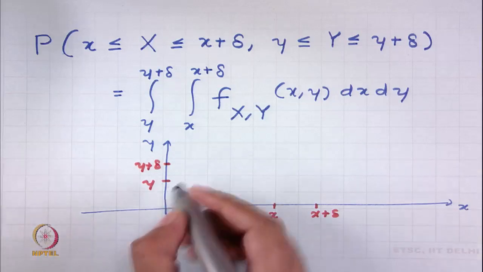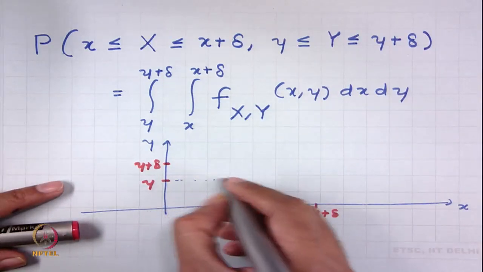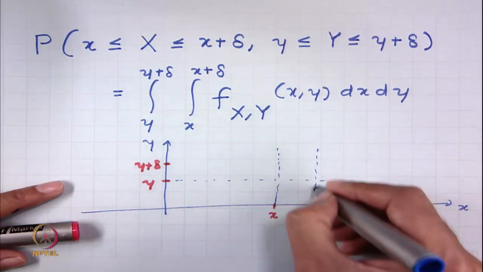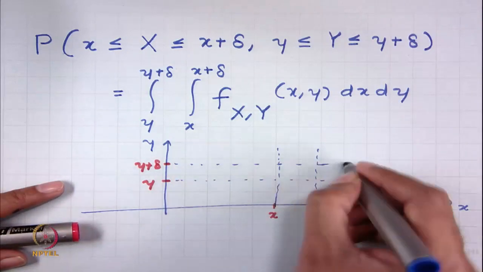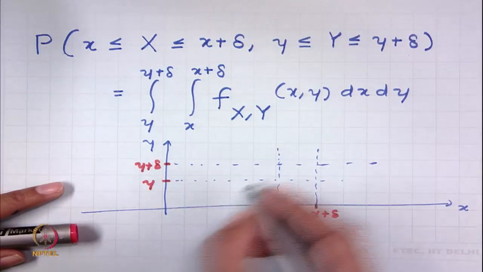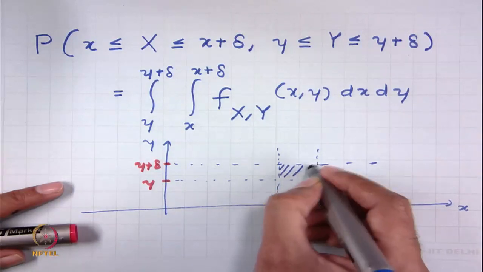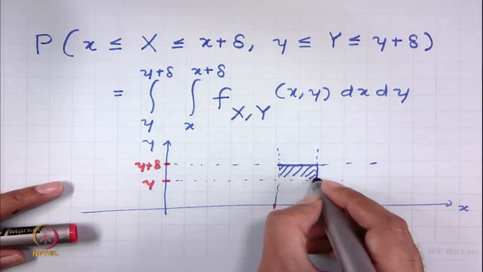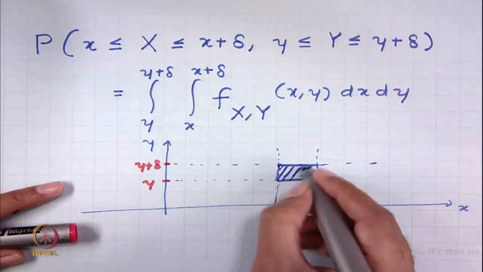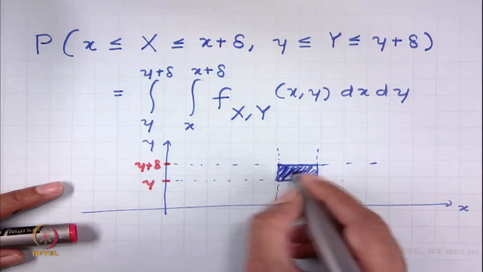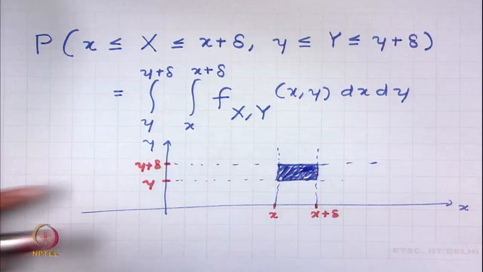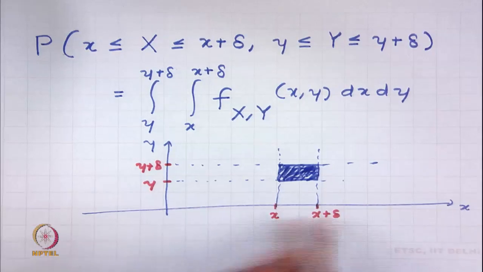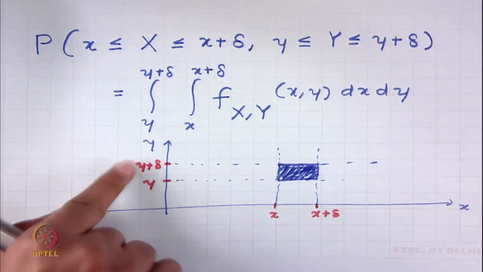So, if you look at this, basically what we are interested in is what is the probability that the random variables lie in this region. So, if the random variables x and y lie in this region, x lies between x and x plus delta and y lies between y and y plus delta.